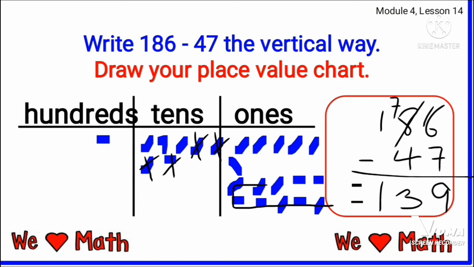Mathematics is fun. Here is another subtraction problem. 186 minus 47. I use both the vertical method and the chip model, my place value chart. I had to decompose a 10 because I cannot remove 7 from 6. If I decompose a 10, I now have 16 ones. If I remove 7 ones from 16 ones, I have 9 left. 7 minus 4 is 3, and I bring down my 1 in the hundreds place. So my answer is 139.